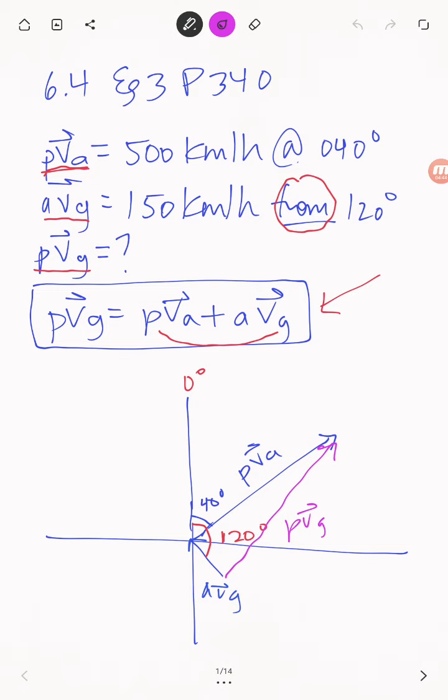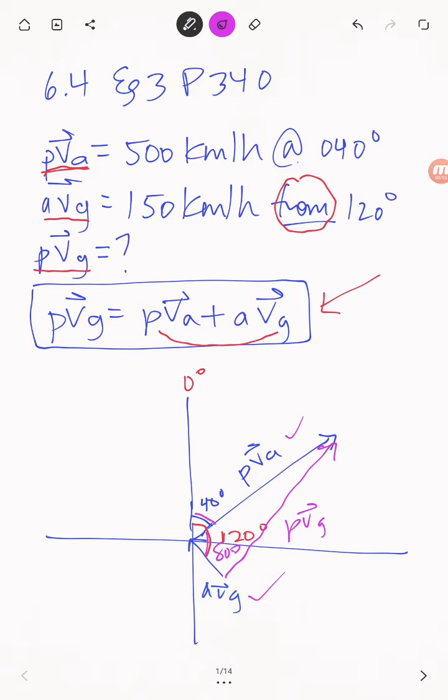In order to find the magnitude, I know the magnitude of PVA. I know the magnitude of AVG. All I need to know is the angle between them, and I can use cosine law to find its magnitude. So I have an angle of 40 degrees to here, and then an angle of 120 from 0 all the way down to AVG. So if I just subtract them, I will get an angle of 80 degrees for the angle inside the triangle there, between PVA and AVG.